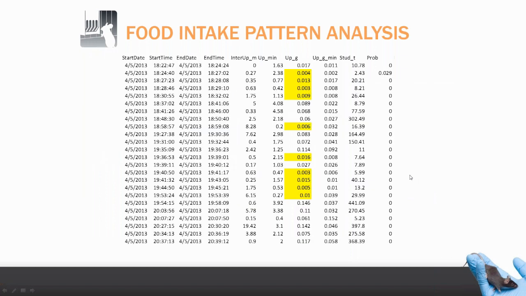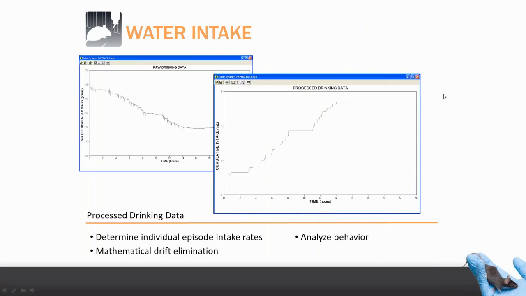So then we can do intake pattern analysis. So we're looking at ingestive behavior. The highlighted regions would be invisible to conventional systems. And each feeding event is quantified in terms of the probability of it occurring by chance, which is very, very low for most of these. Now, what about water intake? Exactly the same story. You can do all of the same analyses with water intake.